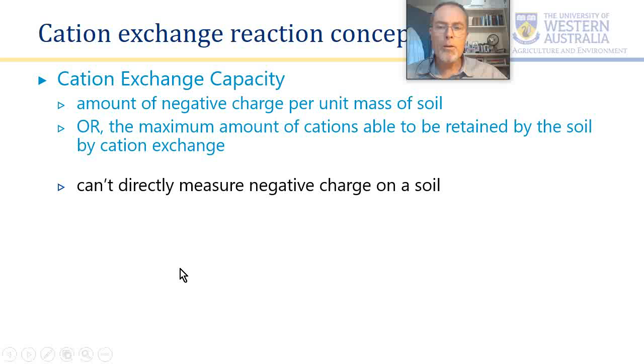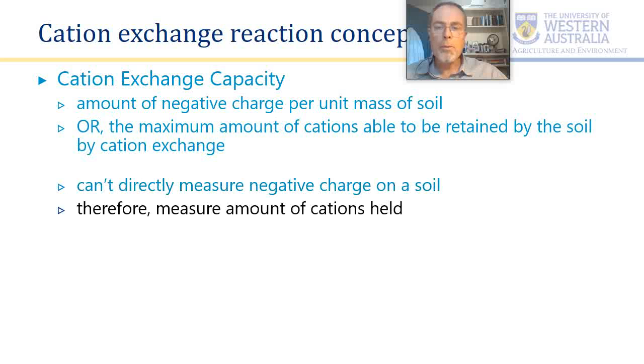So we can't directly measure the amount of negative charge on the soil. It's rather a difficult thing to do. So what we do is we measure the amount of cations held. And what you do in the lab, as you know, is we saturate the soil with a strongly attracted cation like silver thiourea, Ag(TU)2+, and we use the change in concentration of a fairly concentrated silver solution to estimate CEC, and you'll find out more about that in the lab, and particularly by reading the lab manual.